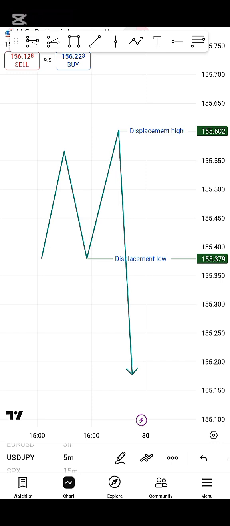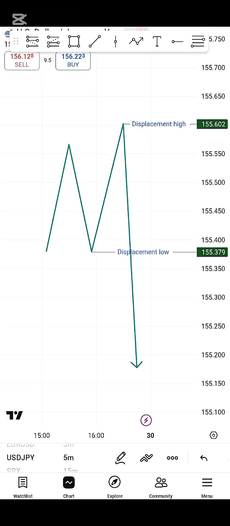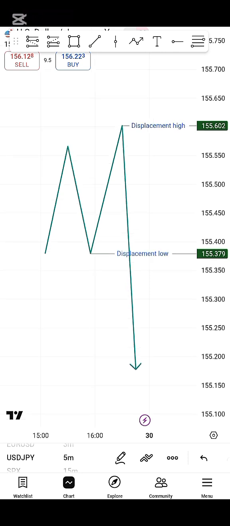What is the market structure shift? The market structure shift can be defined as a change in the state of price delivery. Let me break it down for you now. It just simply means when the market is in a bullish trend and the market is retracing, when this pattern shows, that means that retracement has ended and the market wants to start going back to the extension, wants to start buying back.